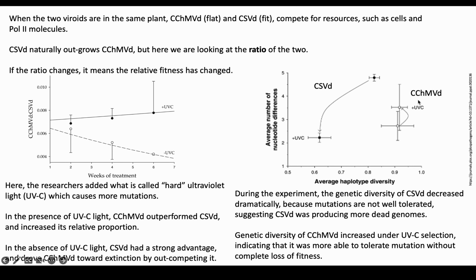Compare that to chrysanthemum chlorotic mottle, and this is its position before, so pretty high diversity. And this is its position after UVC. Basically, it goes up in diversity when you apply the ultraviolet light. So it's making these mutations. The mutations are being selected out for CSVd, so they all just go off and die. But for CChMVd, those mutations are actually tolerated, and so they accumulate. And so you end up with more and more different kinds of virus for chrysanthemum chlorotic mottle in this situation.